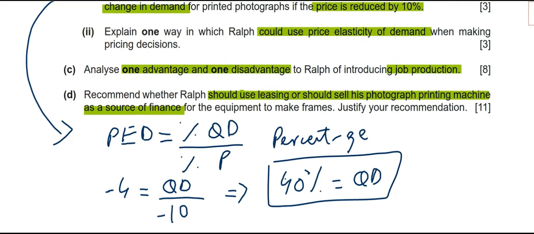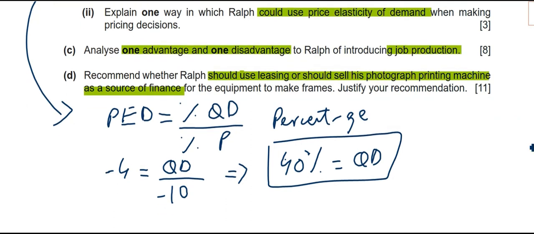Alright, so now moving on to the next part, which is: explain one way in which Ralph could use price elasticity of demand when making pricing decisions. When we are making pricing decisions, PED can be very helpful for a business, because you will know approximately how much increase or decrease in your price may result in any change in your revenue. So this is used to know whether we can offer a discount in the price in order to promote our product, whether it will enable us to increase our sales or not.